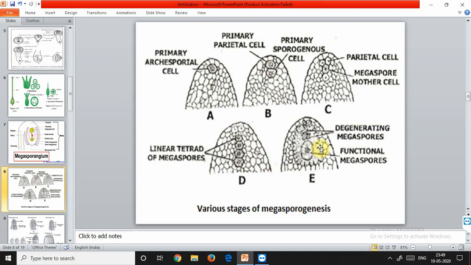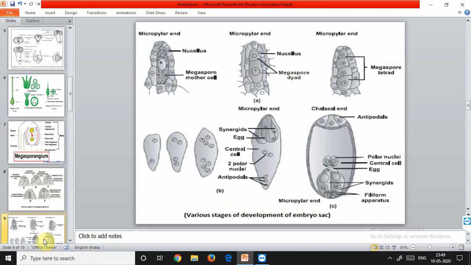A megaspore is a haploid structure and represents the first cell of the female gametophyte. It develops to form a fully mature female gametophyte. This is the first cell of the female gametophyte, and it grows further to form the female gametophyte. Now we'll talk about the formation of the female gametophyte. The female gametophyte is also called the embryo sac. It develops from the functional megaspore.